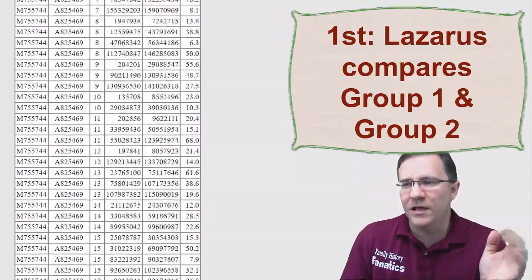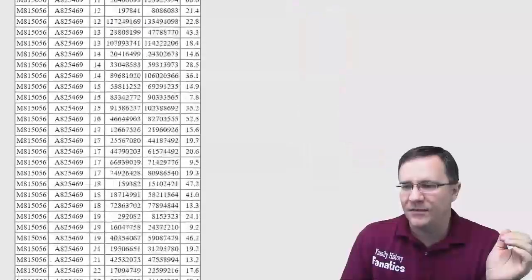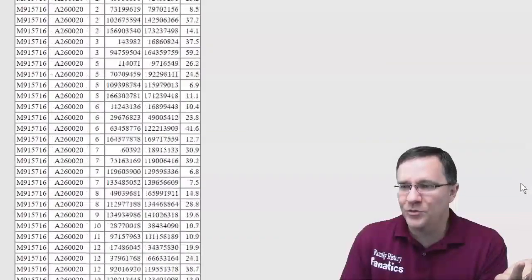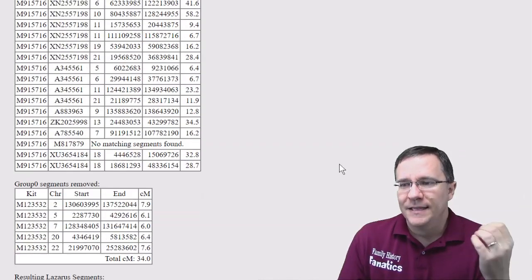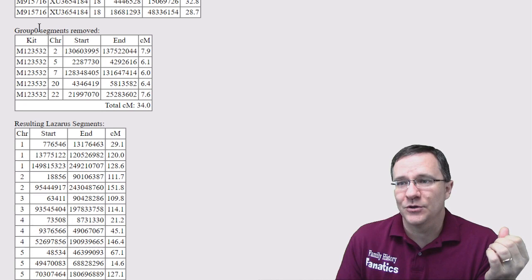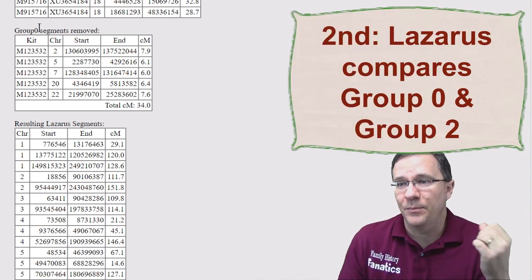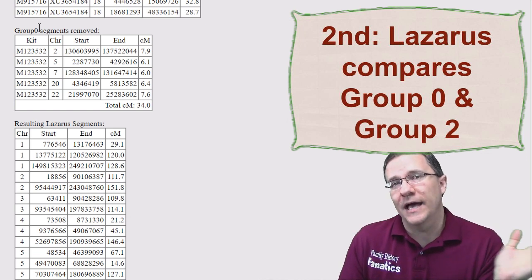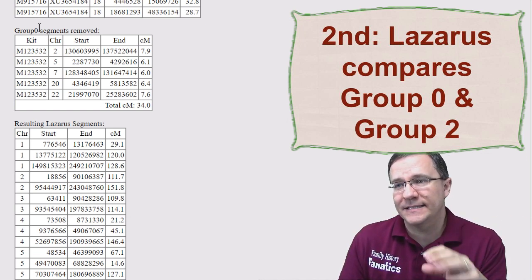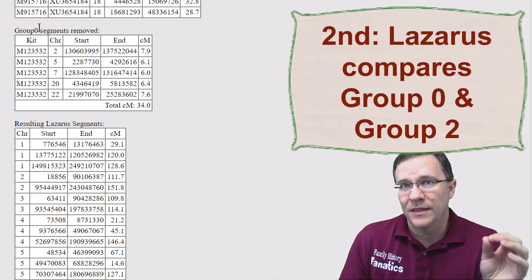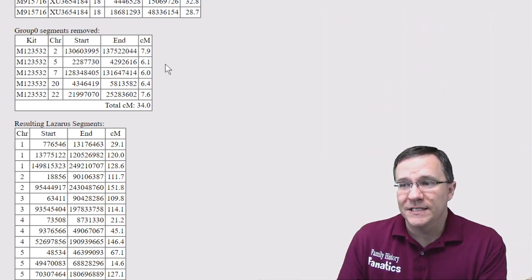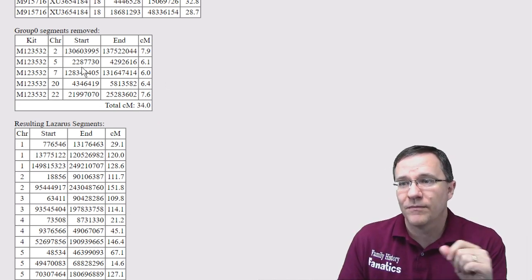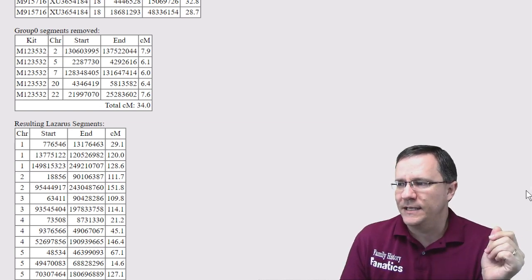So it's comparing group 1 and group 2. It's finding all of the matching segments in that big group of people. And so the more people that you put into both group 1 and group 2, the longer this table is going to be. The next thing it has is this group 0 segments. And what it is doing is comparing that group 0 also to group 2, and it is finding any segments that are in common that it can remove. Here we see that, hey, there was about 34 centimorgans of segments that were removed from this overall kit.